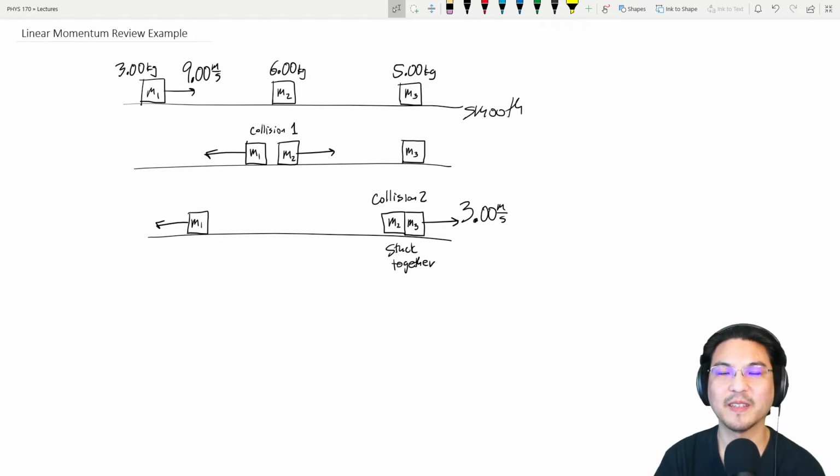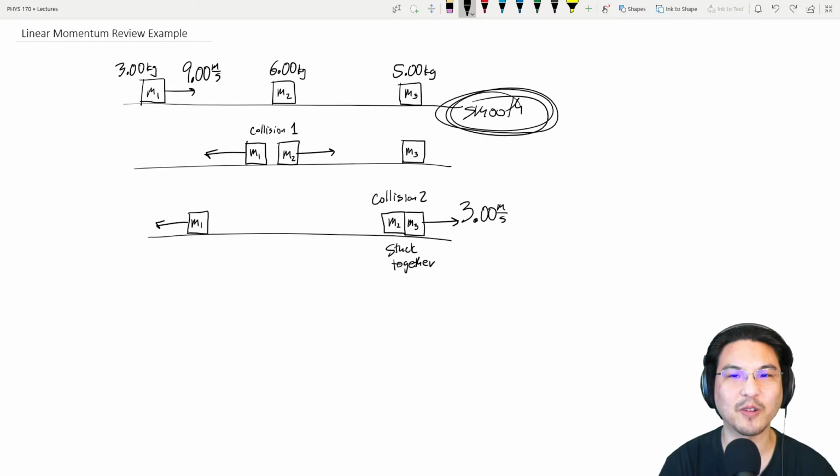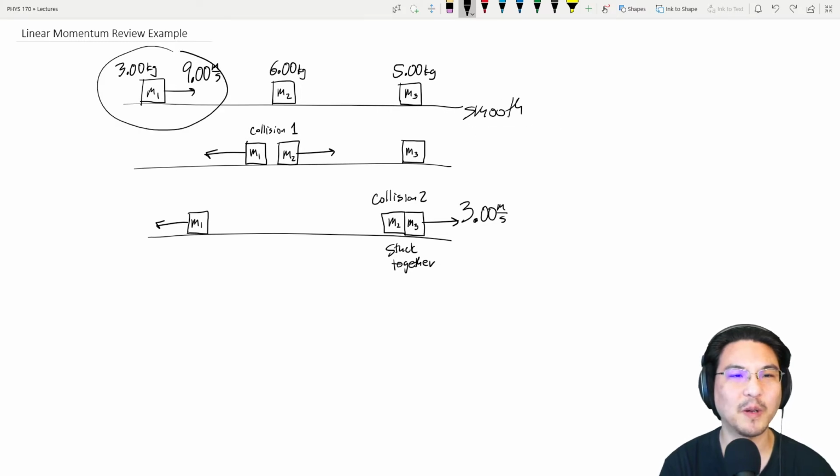Hey everybody, I just made up this example to demonstrate conservation of linear momentum. So let's say we have block 1 over here heading toward the right, and this is all on a smooth surface. Block 1 collides with block 2 over here, so there's a collision. And then we're not sure which way block 1 goes, but then block 2 heads over to the right.